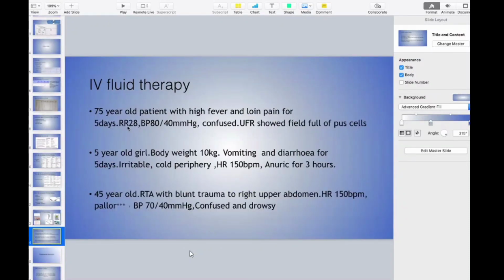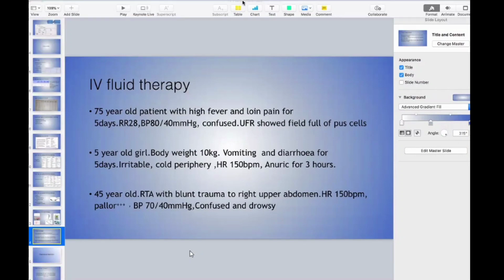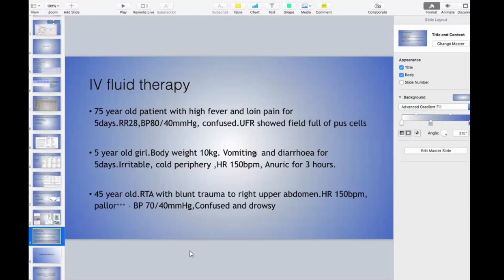A 75 years old patient with high fever and loin pain for about 5 days duration, and the respiratory rate is 28. Blood pressure is 80 by 40, and confused, and UFR shows field full of pus cells. So what do you want to do with this patient? Your question is now how much volume you have to give, how fast you have to give, what is the type of fluid you are going to give, and how do you know the response to your fluid management. So what do you want to do with this patient now?